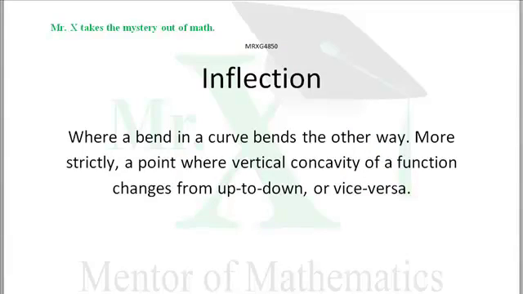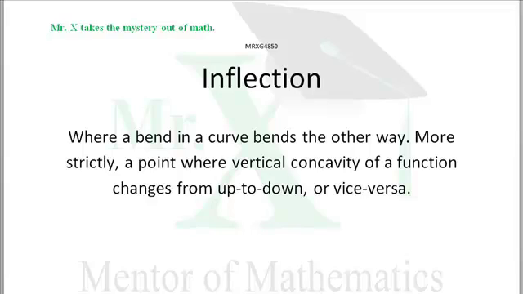On the graph of a function that has curves, when one curve starts bending the other way, the point where it starts to bend the other way is a point of inflection. We might say it's a point where vertical concavity changes from up to down, or vice versa.